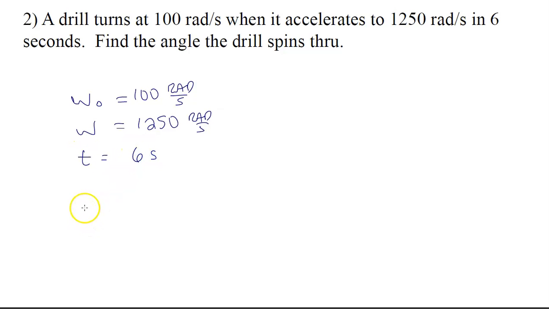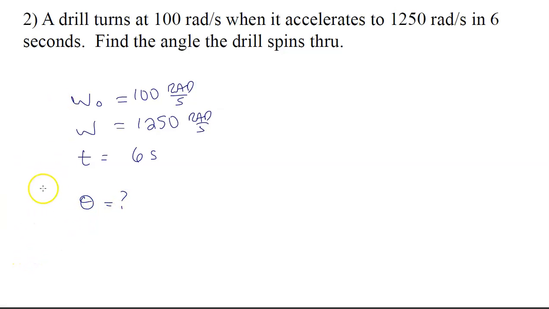Number 2 here, a drill turns at 100 radians per second. Looking at the unit, if it said meters per second, that would be a regular velocity. This is radians per second, so that's an angular velocity. And furthermore, it's the angular velocity at the beginning of the problem. So here's 100 radians per second as omega naught. It spins up to 1250 radians per second, another angular velocity, the final one there. And the time is 6 seconds. They want us to find the angle theta right there.